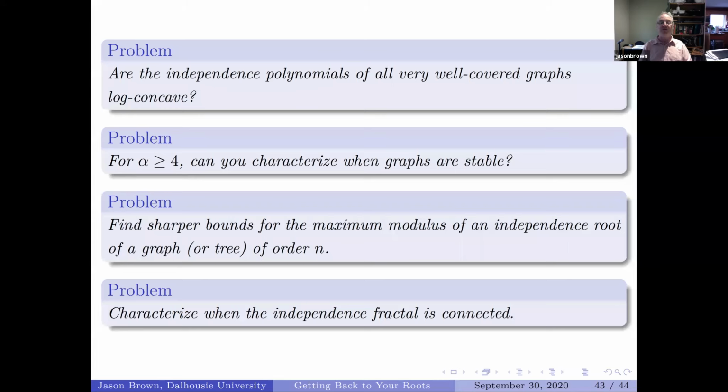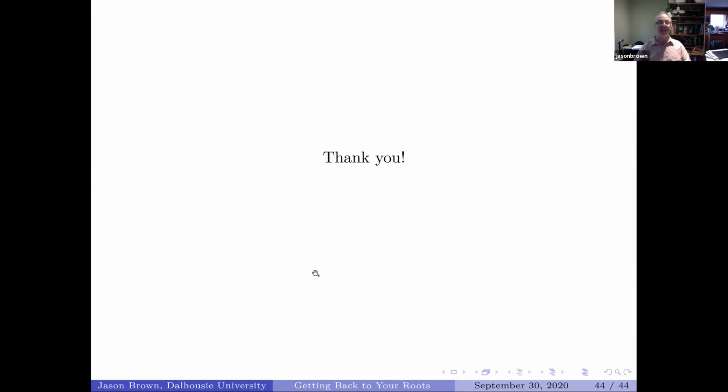And we've proved a variety of different things. We can look at purely imaginary independence roots, what we call purely imaginary rational roots, where the coefficient in front of i is a rational number. And we have some results along that. In any event, that takes me to the end of my talk, and I thank you very much.